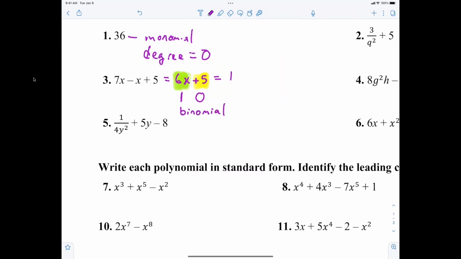Wait, is there one when there's like a variable? Okay, let's just do some more practice.